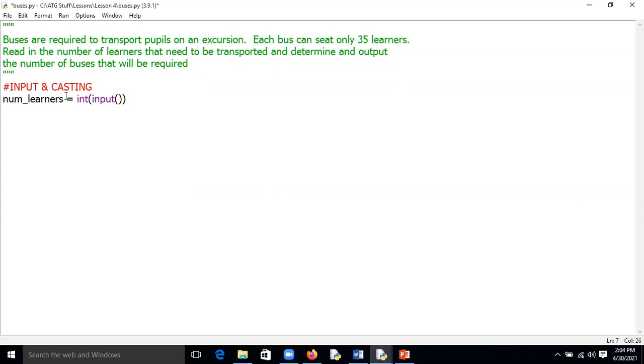And we use our input statement to give the user a friendly message asking them to enter the number of learners to be transported. Once again, input reads everything in as a string. Int will convert it into an integer and store it in numLearners. So that's our input. Now, each bus can only seat 35 learners.